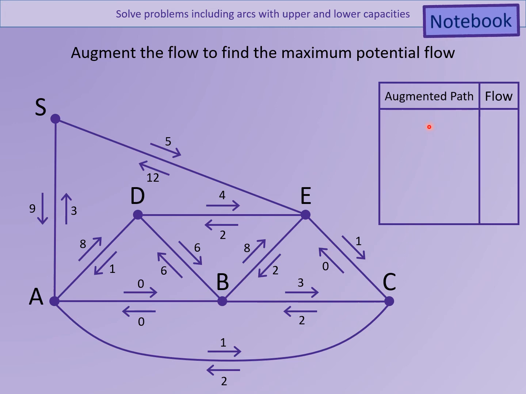We want to fill our table in. What's our augmenting path? So the first one I'm going to do is S to E to B. I'll try keeping it as simple as possible to start with. I can flow 5 down there and 2 down here. So I could definitely push another 2 down those two pipes and increase it by 2.